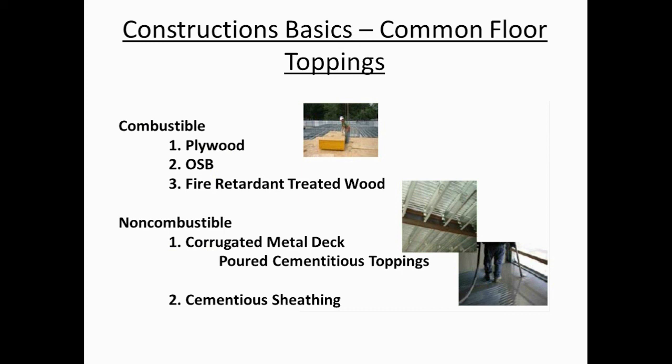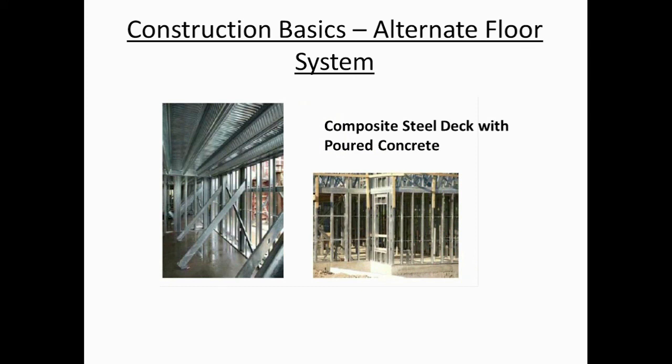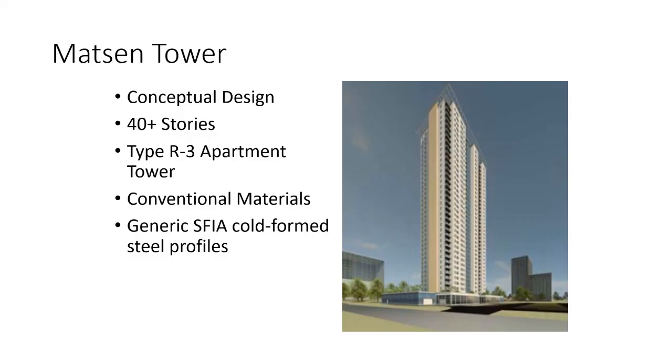Toppings, you have two primary choices. You have combustible or non-combustible. Combustible being plywood, OSB, fire retardant treated wood. On the non-combustible side, we have corrugated metal deck with a poured cementitious topping. We have cementitious sheathing, or you can use the good old-fashioned composite steel deck with poured concrete as shown in this application.